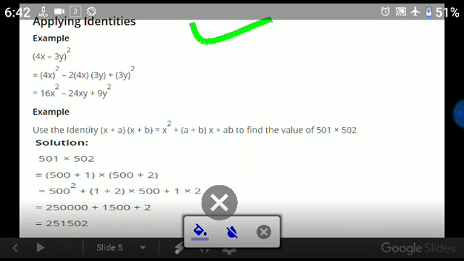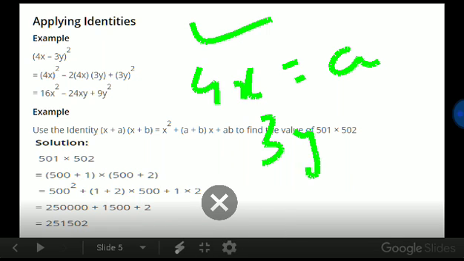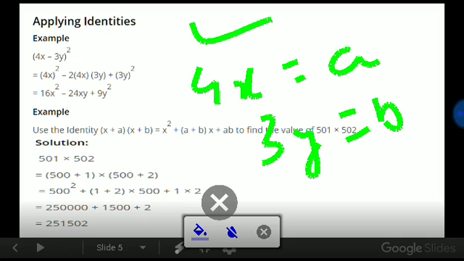Now applying identities, that means how we can use these identities, what are the applications. The first one is (4x - 3y)². If we consider 4x as a and 3y as b, we can write (4x - 3y)² as (a - b)². Using the identity (a - b)² = a² - 2ab + b², this can be the result. That means (4x)² - 2(4x)(3y) + (3y)². What is the result which we get? 16x² - 24xy + 9y².